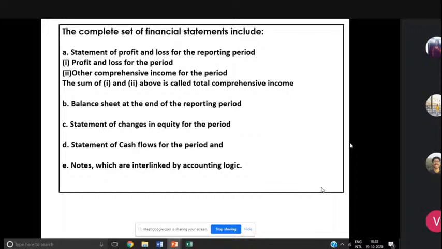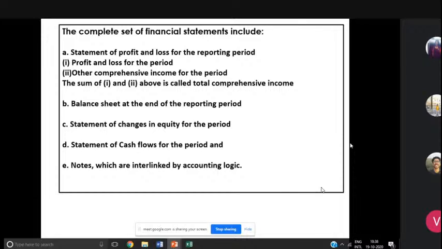Total comprehensive income, please write down in bracket MCQ. From today, what you will say? Your profit and loss account should indicate profit and loss for the period, other comprehensive income for the period, and also what? Total comprehensive income. Right? Three things: profit or loss, other comprehensive income, total comprehensive income.